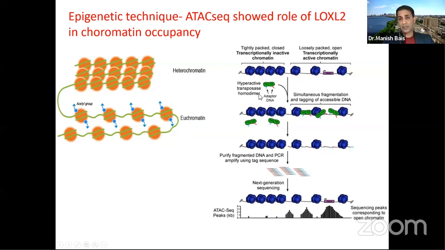This is euchromatin. There is a technique called ATAC-seq, in which they use transposase. The transposase binds to the regions which are open. Here you can see on the right-hand side, in green, that on the left-hand side it's not binding because the chromatin is completely tight, but when it is open, it binds to this region. Then you digest, remove the fragments, and sequence them.